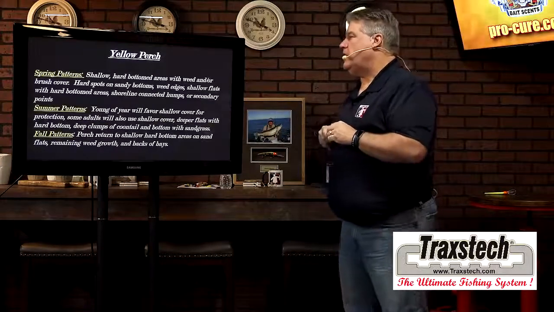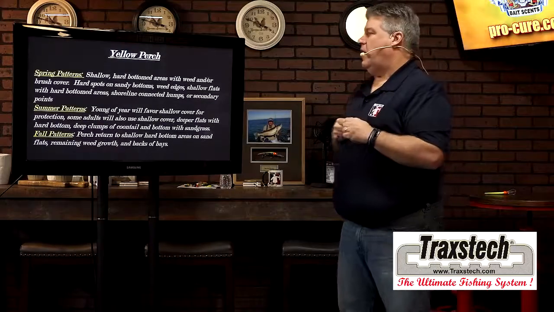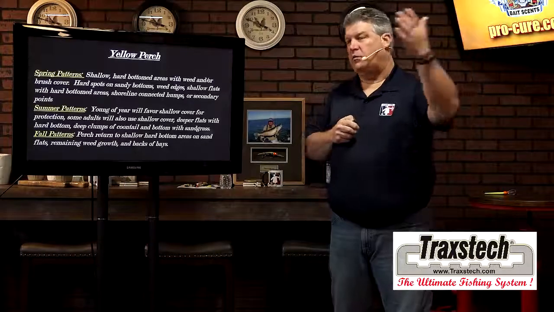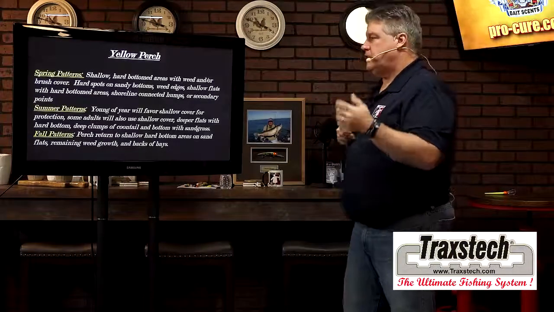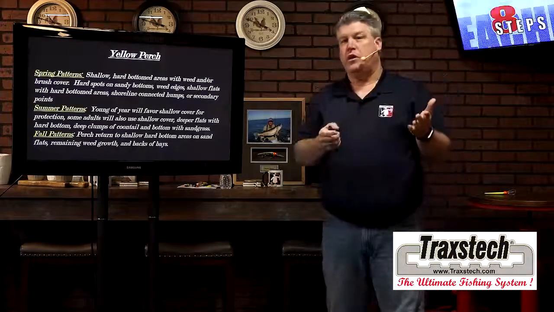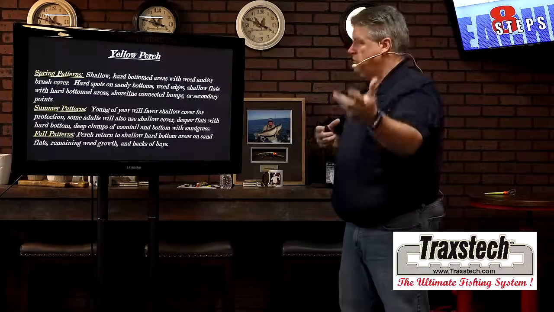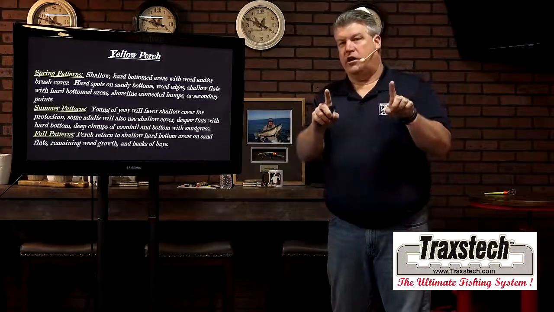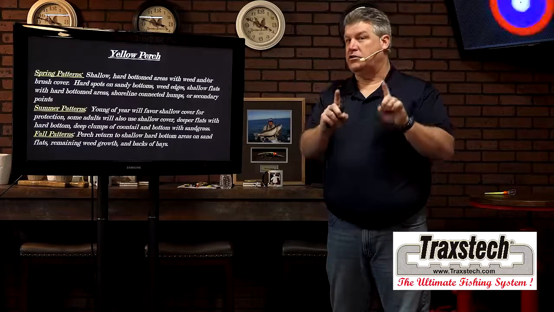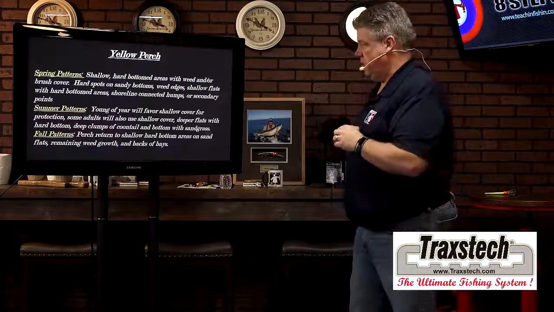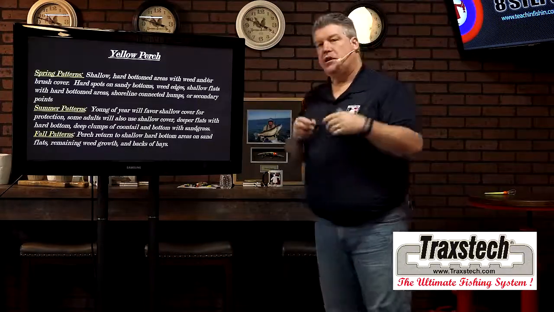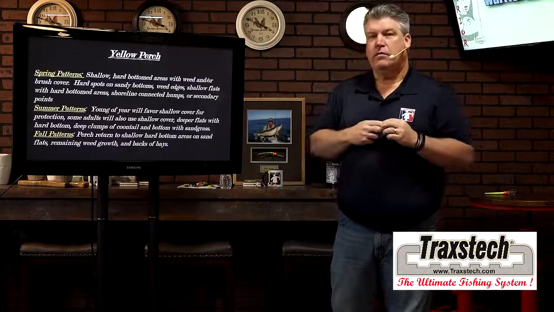Okay, let's talk real quick again about some spring patterns. If we're going to look for walleyes, we want to look where the perch are. Springtime, shallow hard bottom areas with weed or brush. That's going to hold all the way true for smaller, young of the year, 1 or 2 year old perch. That's going to hold true all year. That's their favorite place to be. They will also use hard spots on sandy bottom and mid-depth flats.